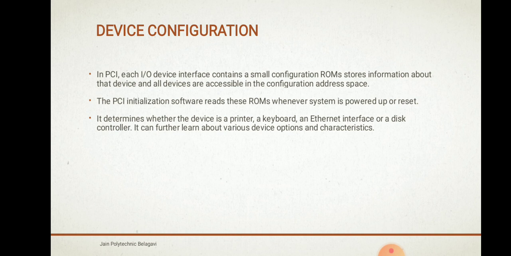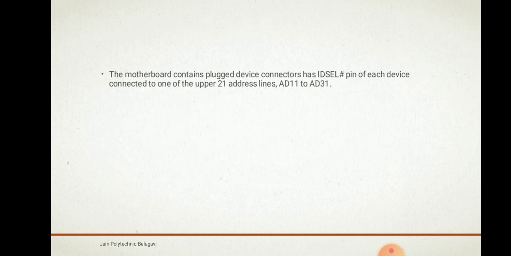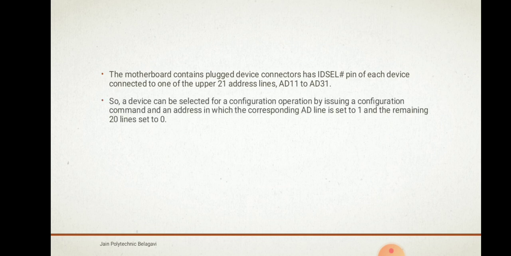You can further learn about various device options and characteristics. Devices are assigned addresses using the initialization process. Each device has an input signal called initialization device select, IDSEL. During configuration, this signal causes the device to be selected. The motherboard contains plug-in devices connected to the IDSEL pin. For each device, one of the upper 21 address lines, AD11 to AD31, is connected. So a device can be selected for configuration by issuing a configuration command, and which device is selected depends on the IDSEL operation.